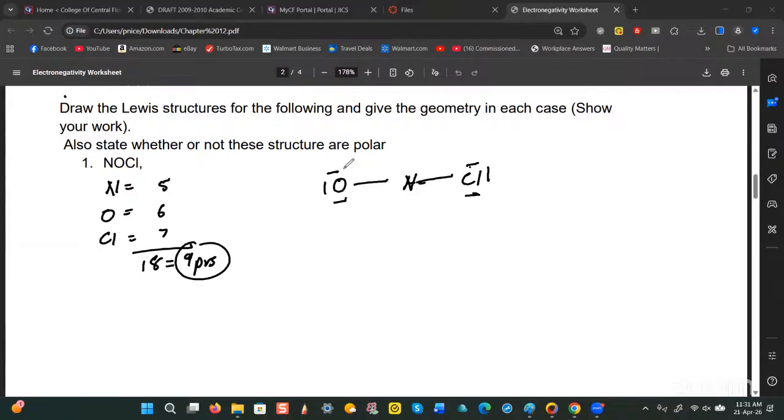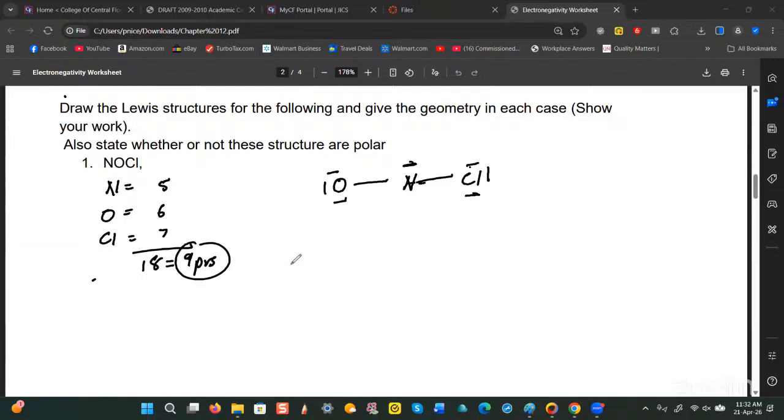Well, hold on, did I make a mistake here? 1, 2, 3, 4, 5, 6, 7. Oh, there's one more pair I need to add. I'm sorry. So far, we have assigned 8 electron pairs, but there's one more pair, because we're starting off with 9 pairs. So therefore, we put that pair on the central atom right here.